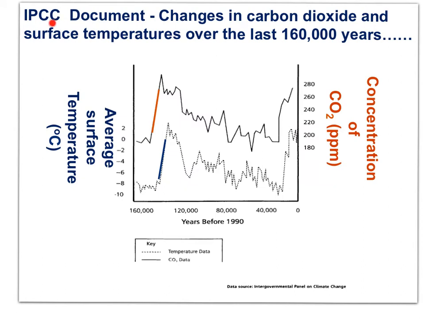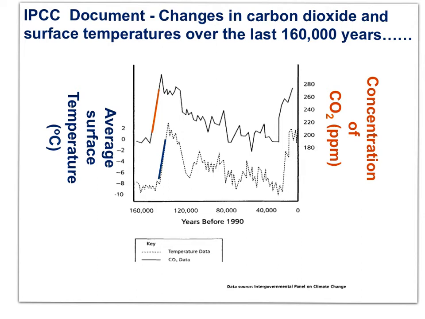The Intergovernmental Panel on Climate Change put out this graph showing the correlation between past temperatures and carbon dioxide concentrations in the atmosphere. What's interesting is that it shows carbon dioxide increasing and temperature increasing, but that the temperature increases after the carbon dioxide increases, and that there's a time lag. You can see the lag in time here. Carbon dioxide increases first, and then temperatures follow.